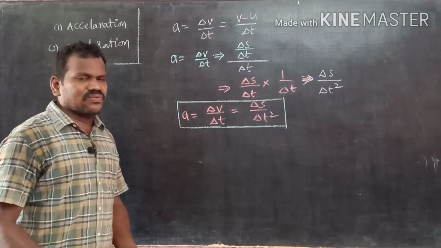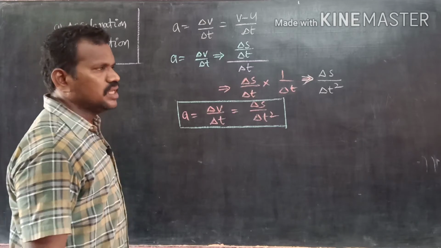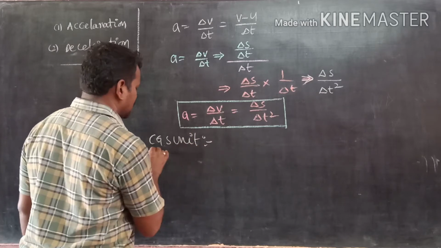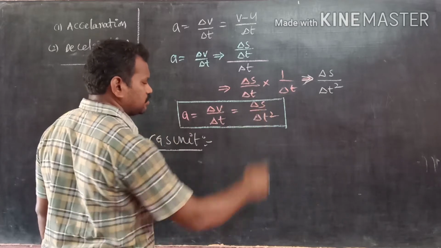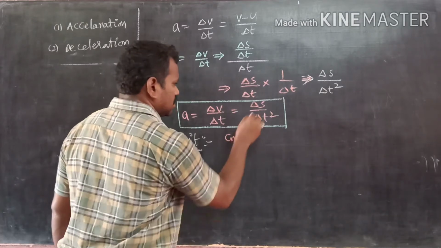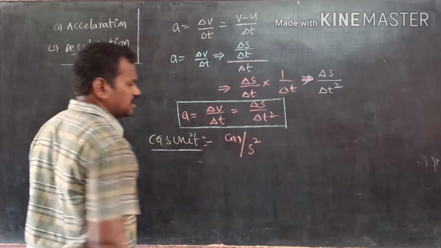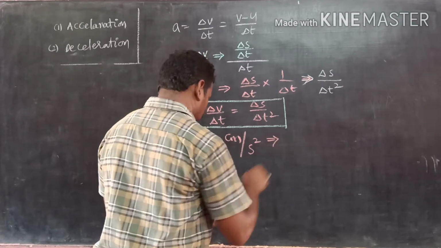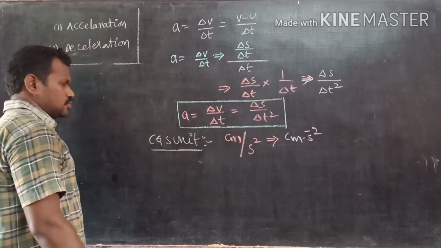Now we have the ability to write the units, the CGS unit as well as the MKS unit. Now what is the CGS unit of this acceleration? The CGS unit of acceleration depends on the CGS unit of displacement. The CGS unit of displacement is centimeter, divided by the CGS unit of time, second, but here the square is there. So the unit of acceleration is centimeter per second square. We already know this. It can be written as centimeter into second power minus 2.